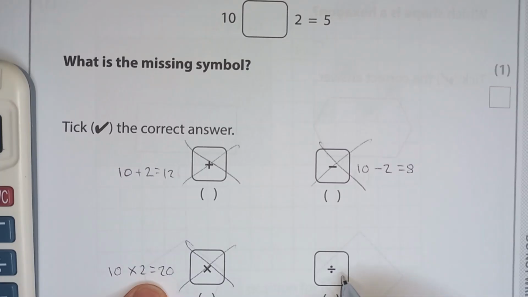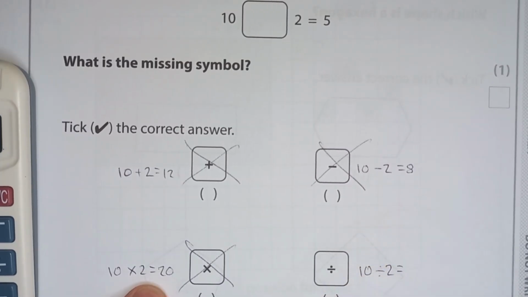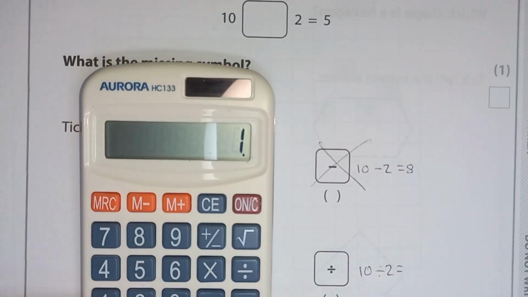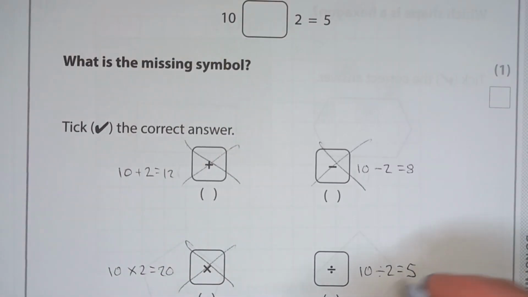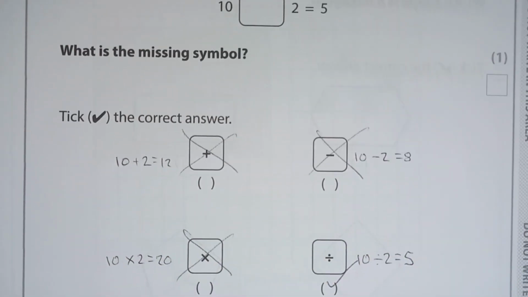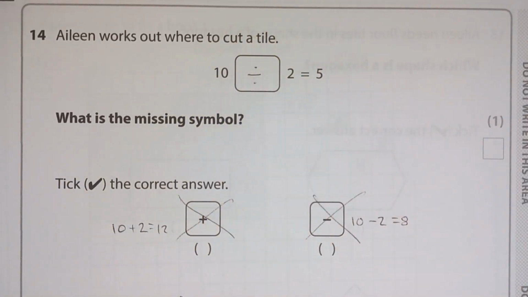So it looks like it's going to be divide. So let's try 10 divided by 2. And it's 5. So that's good. Tick that there. And you can even put divide in there if you want.